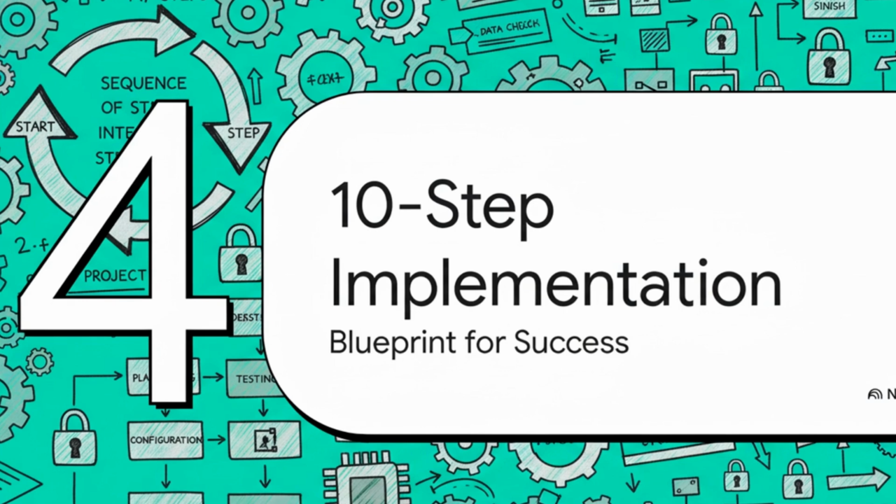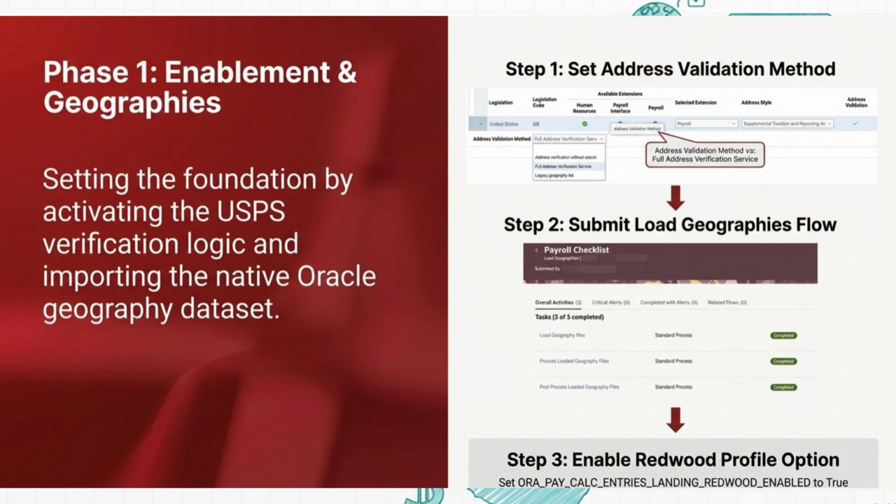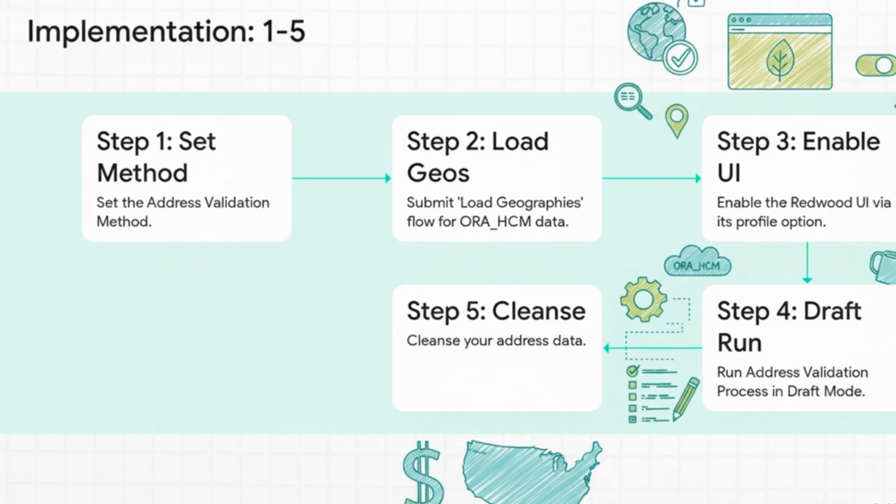Getting this right is absolutely crucial for your data integrity and a smooth transition. Okay, let's walk through the first 5 steps. You'll start in step 1 by setting the address validation method. Step 2 is critical. You submit the load geographies flow. This is the process that officially moves you away from the old Vertex geography hierarchy to the new Oracle master data. In step 3, you enable the Redwood UI so you can see the new calculation cards.